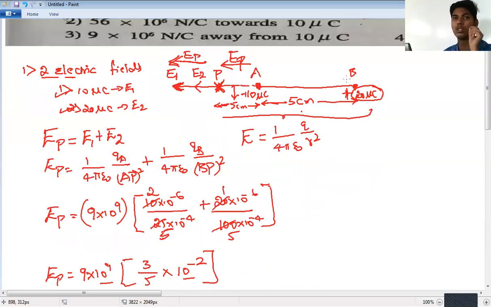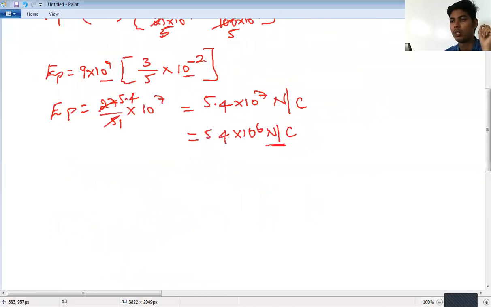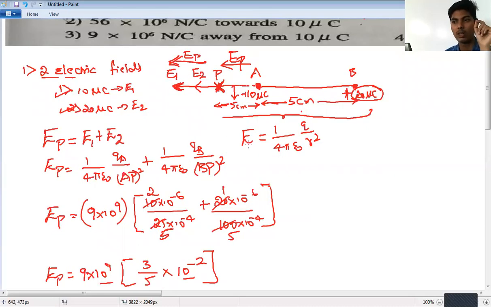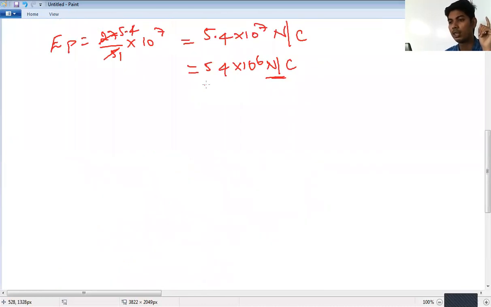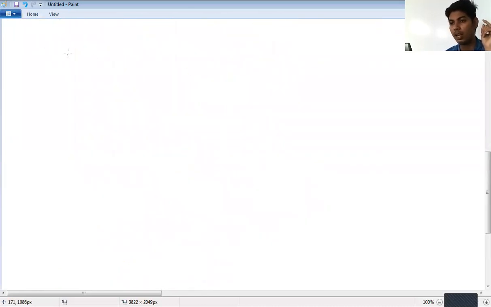Once you know the idea of solving, what is common, and once you decide the direction, you can directly solve this problem. Now we know what the charges are and what the distances are. Distance from A to P is 5 centimeter. Distance from B to P is 5 plus 5, 10 centimeter. And both the electric fields are acting in the same direction, so the net electric field will add up. So the net electric field can be very easily determined directly.